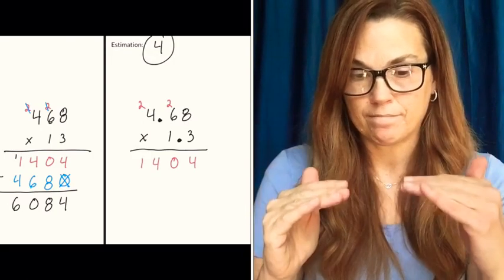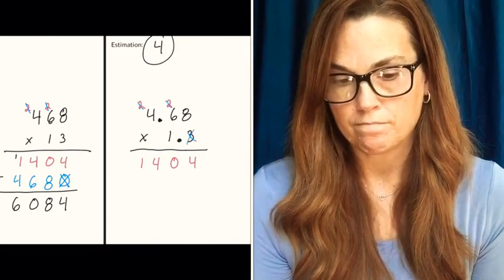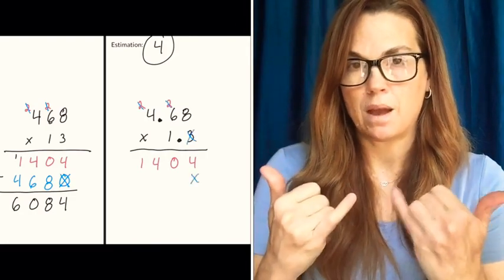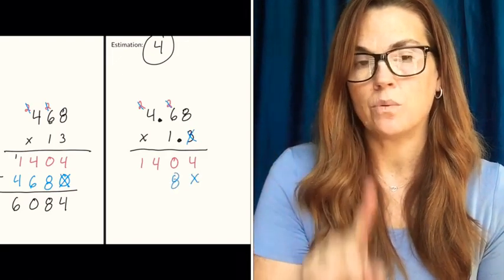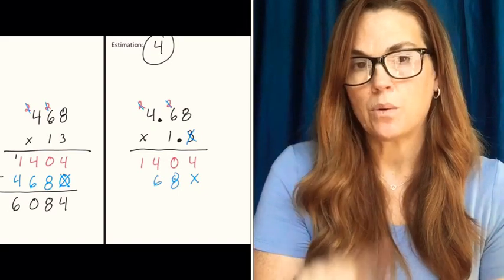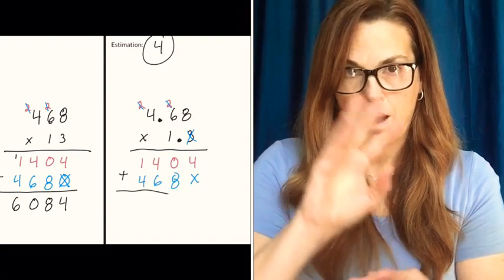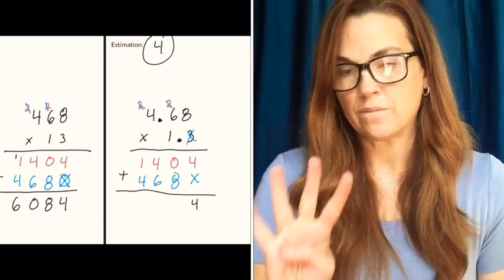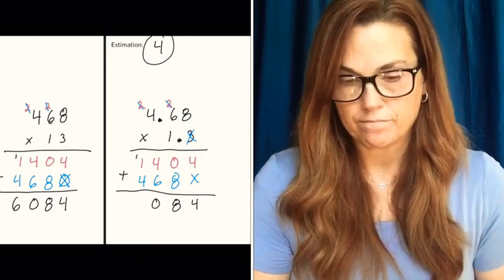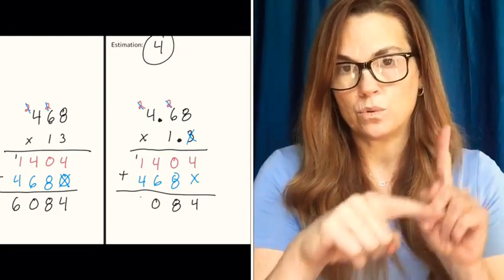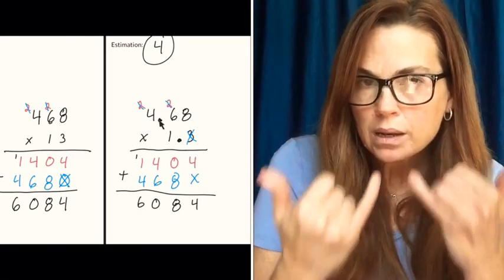And then we crossed out all of these numbers up here, and then I'm going to cross out the 3 and add a placeholder down here. And so then I do 1 times 8 is 8, 1 times 6 is 6, 1 times 4 is 4. And then I add these together. So that's going to give me 4, 8, 10, and I carry the 1, and then 1 plus 1 plus 4 is 6.